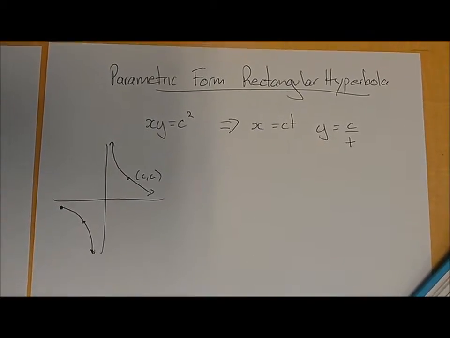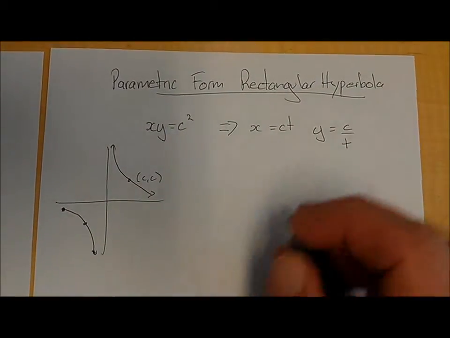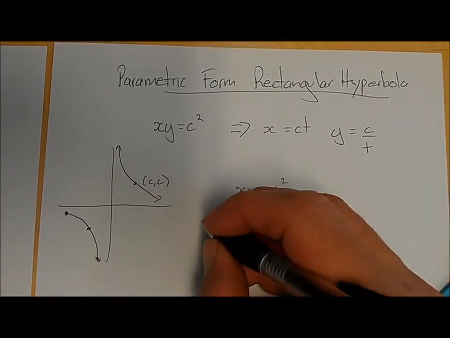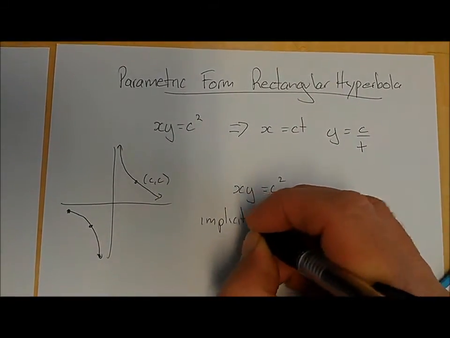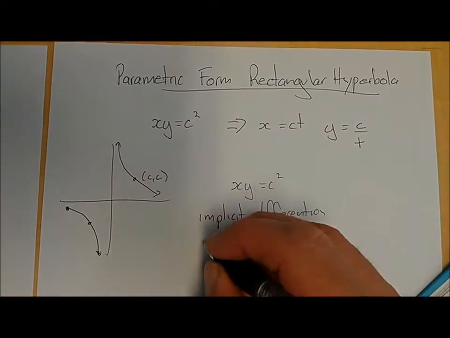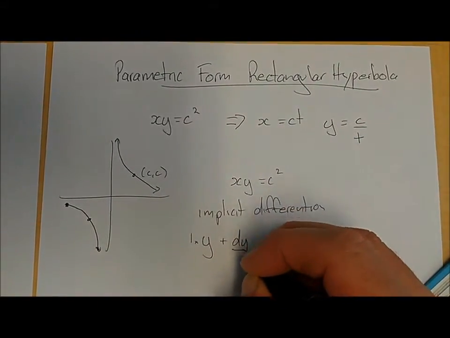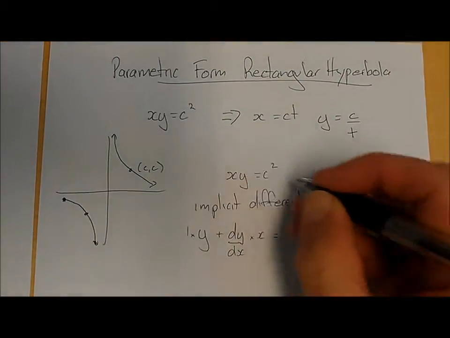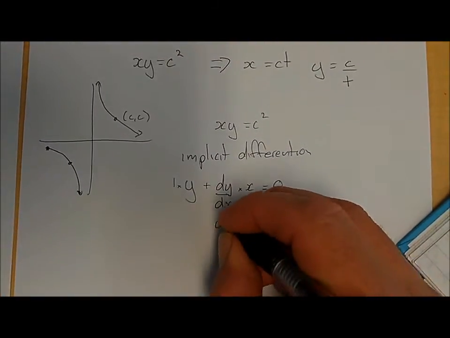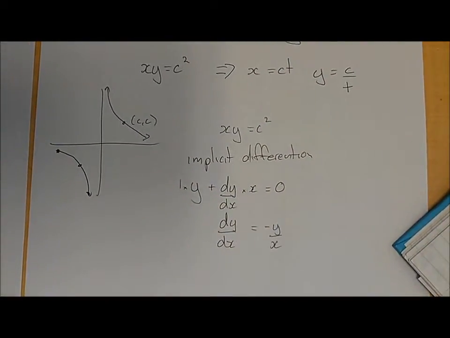Okay, so now we might have a look at doing some equations of tangents and normals in the parametric form. If we start with xy equals c squared and use implicit differentiation, we'll use the product rule. I'll differentiate the first times the second, then differentiate the second, which is dy dx, times the first, and differentiate c squared, I get 0. Continuing with that gives me dy dx is equal to negative y on x.